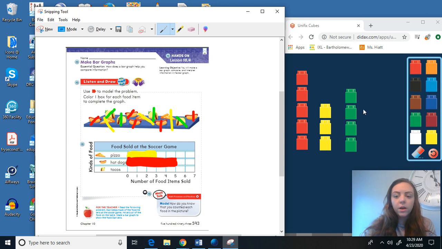Okay, you can look over here to count them. If you said 4, you'd be correct. 1, 2, 3, 4. I'll go ahead and color that in for us. Okay, 4 tacos.